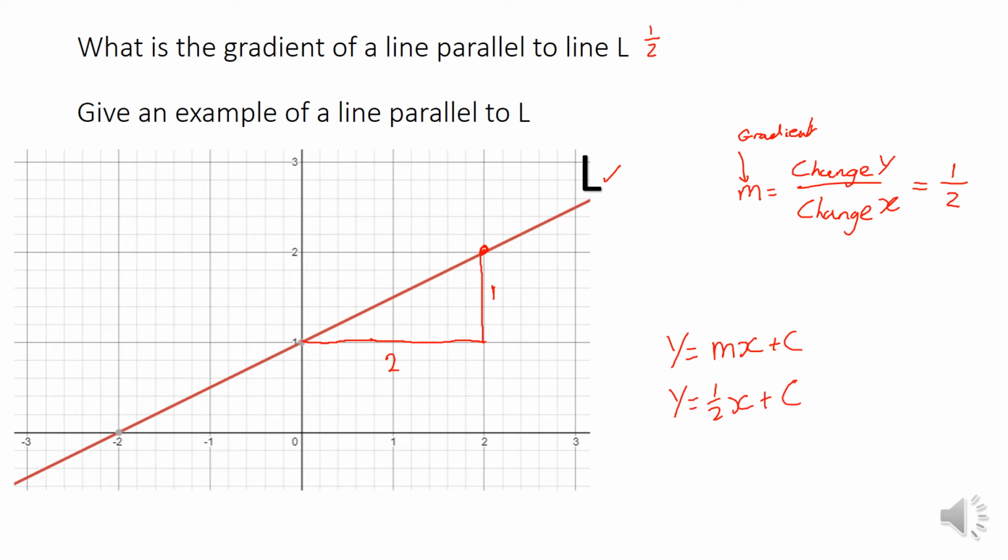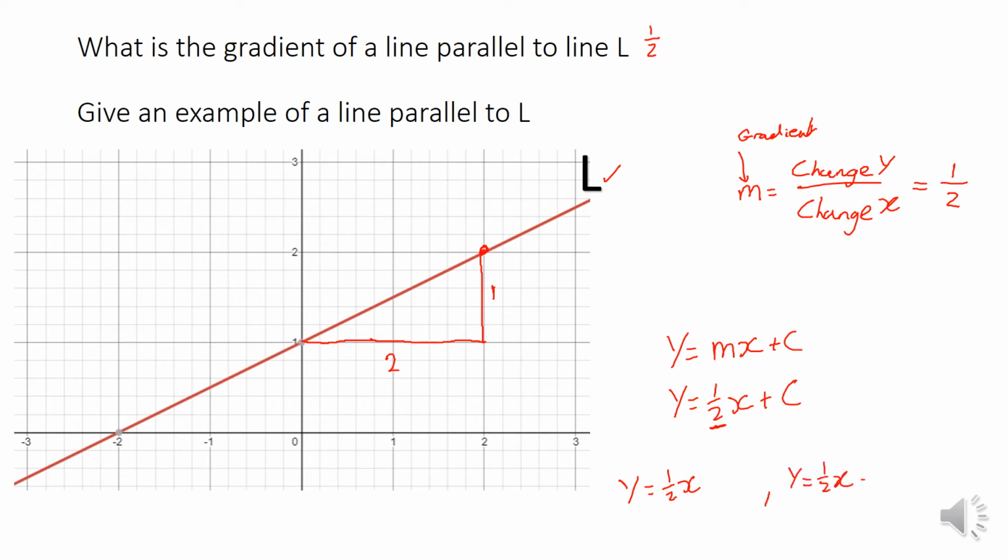And any line that has the gradient of a half is going to be parallel to L. So c can be any value. Some examples you could do for the second question is y equals a half x. That's fine, that just passes through the origin, but it's parallel to L. You could have y equals a half x plus anything.